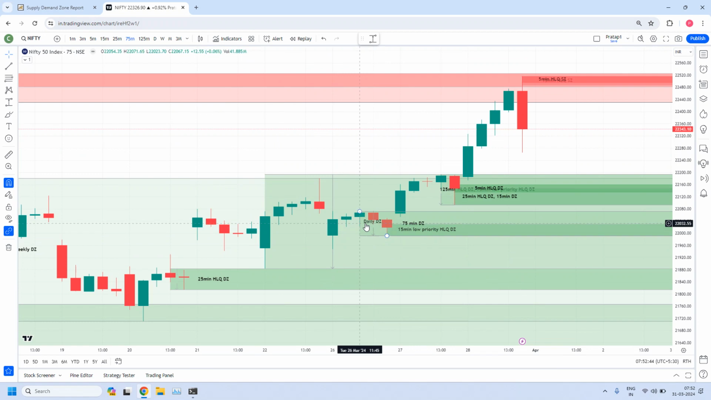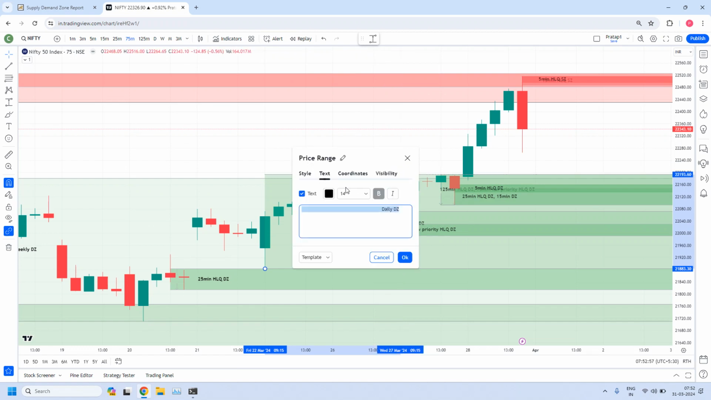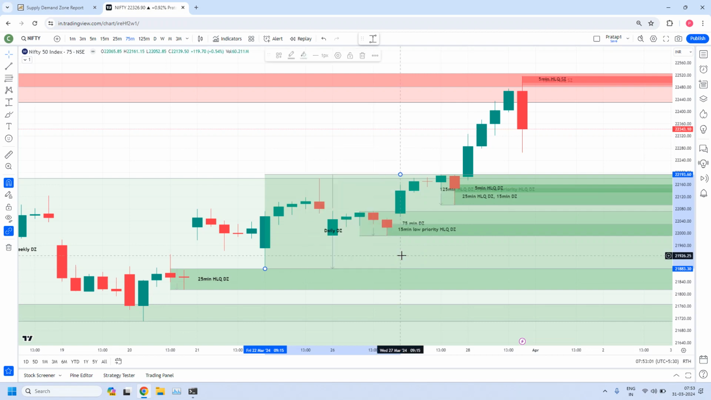The biggest problem is the text overlapped here inside this zone. Actually, this daily demand zone text would have been there outside. You won't be having confusion. So what I do, let me put it, yeah. See, now text came out, you will get clarity.